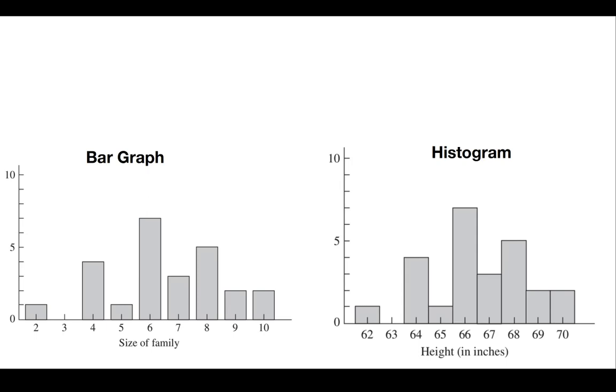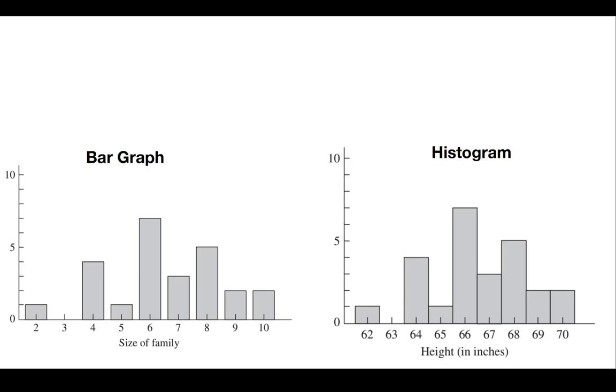Now, the simplest type of graph is the bar graph. You can see it in the figure on the left. This is a graph in which a rectangle or a bar is erected above each value of the x. In this example, you are seeing the size of the family. The higher the frequency of that value, the greater is the height of the bar.